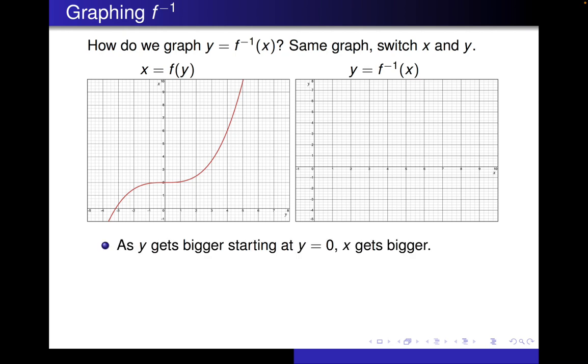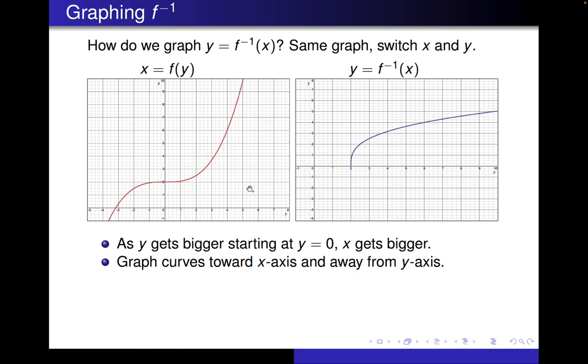So let's look at the graph on the left. As y gets bigger, and remember, y is the horizontal axis, as y gets bigger, starting at y equals 0, x also gets bigger. So you can see starting at y equals 0, which is right here, x is getting bigger as you follow the hand up the graph. And not only that, but the graph curves towards the x-axis, sort of cupping towards the x-axis and cupping away from the y-axis down here.